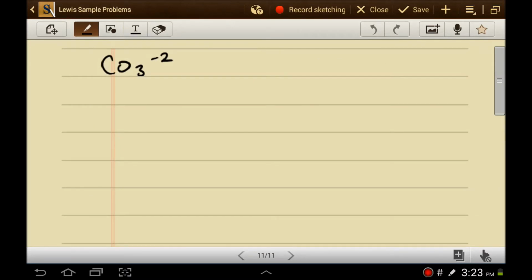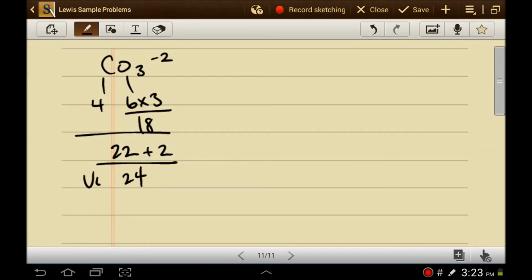Pause the video and try to solve the carbonate ion for its correct Lewis dot structure. Follow the rules and follow them in order. Carbon has 4 valence electrons. Oxygen has 6. 6 times 3 is 18, plus the 4 from the carbon makes 22, plus the 2 more from the charge makes 24 valence electrons. So we have 24 valence electrons.